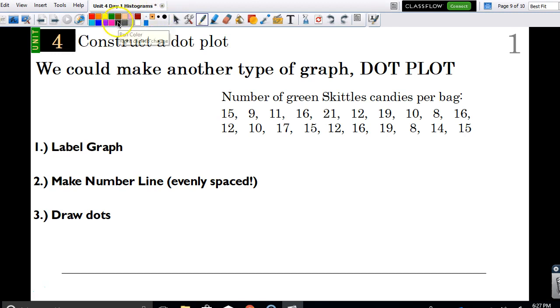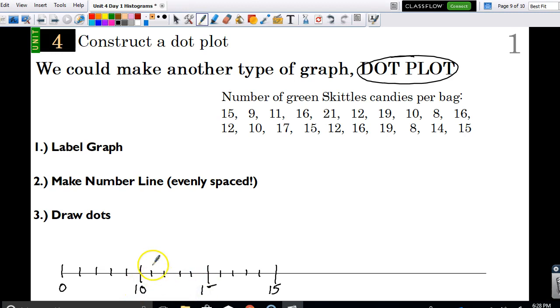We can make another type of plot with this data called a dot plot. Again, I'm going to start with 0 and count by ones: 1, 2, 3, 4, 5, 6, 7, 8, 9, 10, 11, 12, 13, 14, 15. And notice I'm trying to make these as equally spaced as possible because they are a number line.